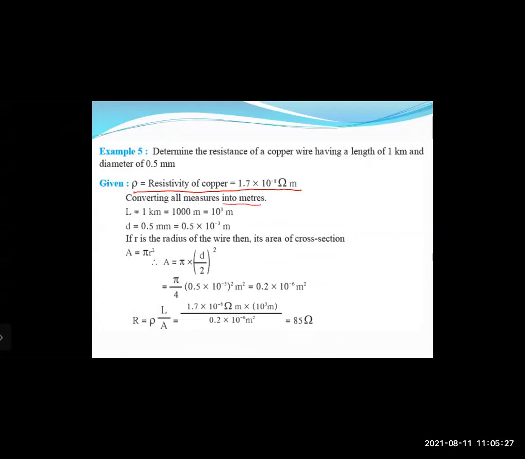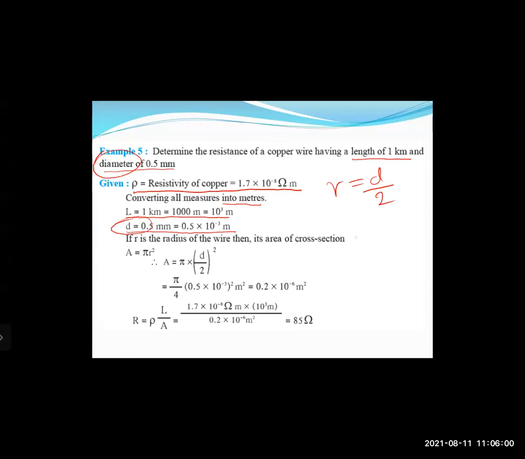What is the length that they have given? Length is 1 kilometer, so 1 kilometer is equal to 1000 meters, that is 10 raised to 3 meters. The diameter is 0.5 millimeters, that will be 0.5 into 10 raised to minus 3 meters. If R is the radius of the wire, then the area of cross section will be pi R square. Now the value that they have given is for the diameter, and we know radius is equal to diameter by 2.